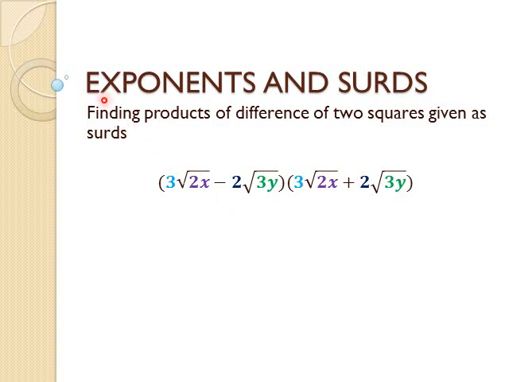Alright, lesson number 10. We're looking at finding products where we have the difference of two squares, given as such. You see 3 square root 2x, 3 square root 2x, and 2 square root 3y, 2 square root 3y. The values are the same in both brackets, but one is negative and one is positive. This is referred to as the difference of two squares.